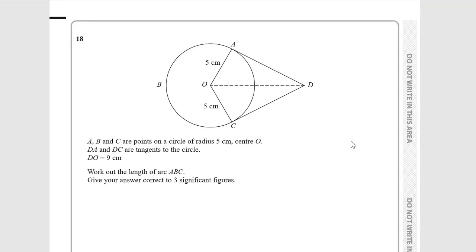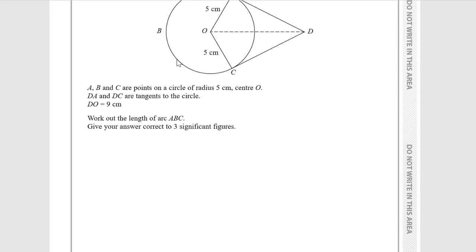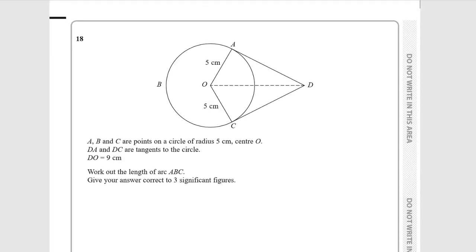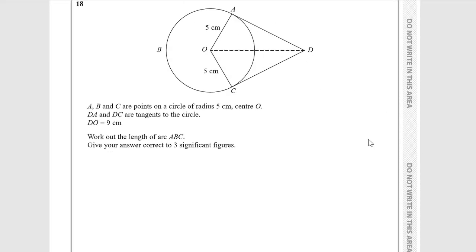Question 18. So you have this diagram here. Work out the length of the arc AB. So that's AB, and we want to work out the length. We know this is 9 centimeters, we know this is x, and we know this is a right angle.